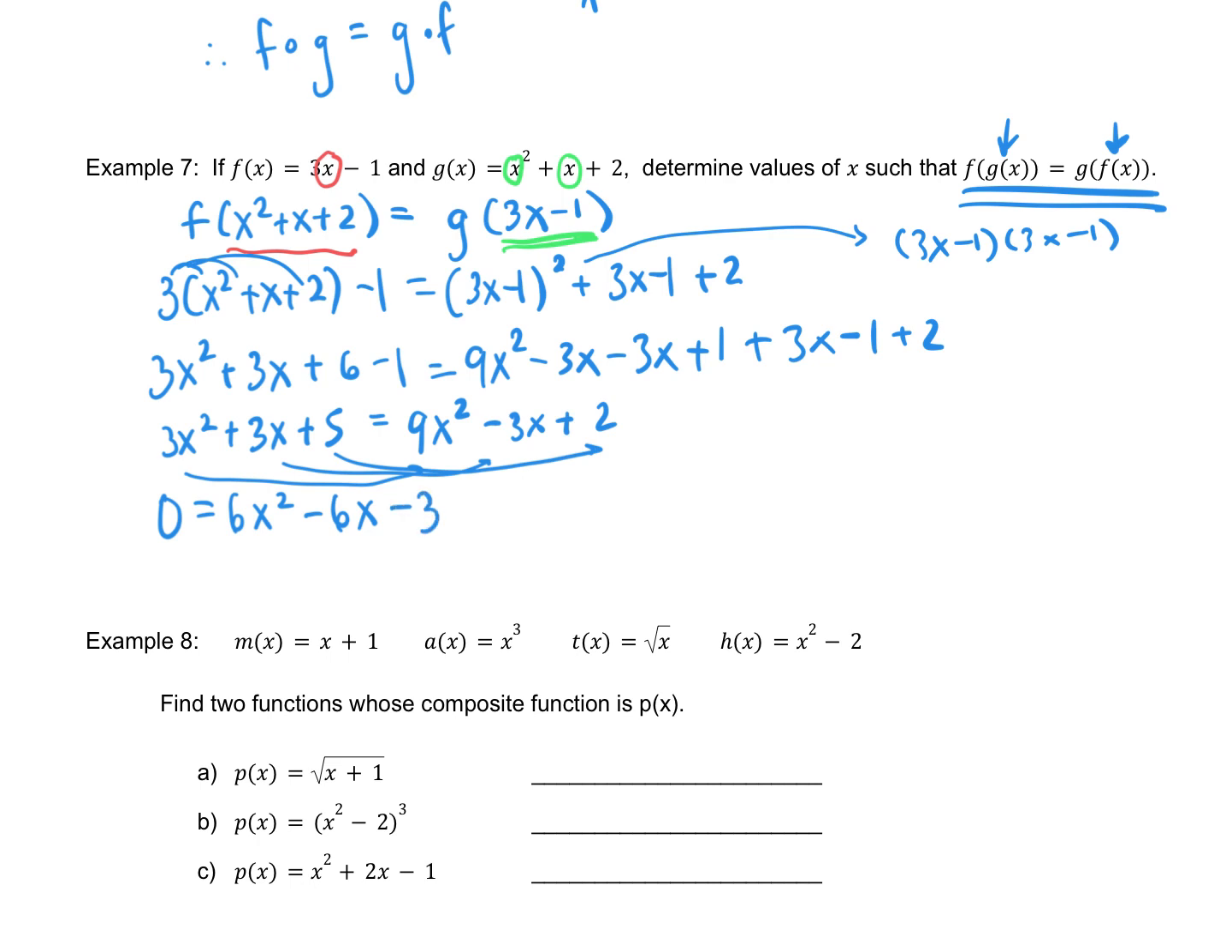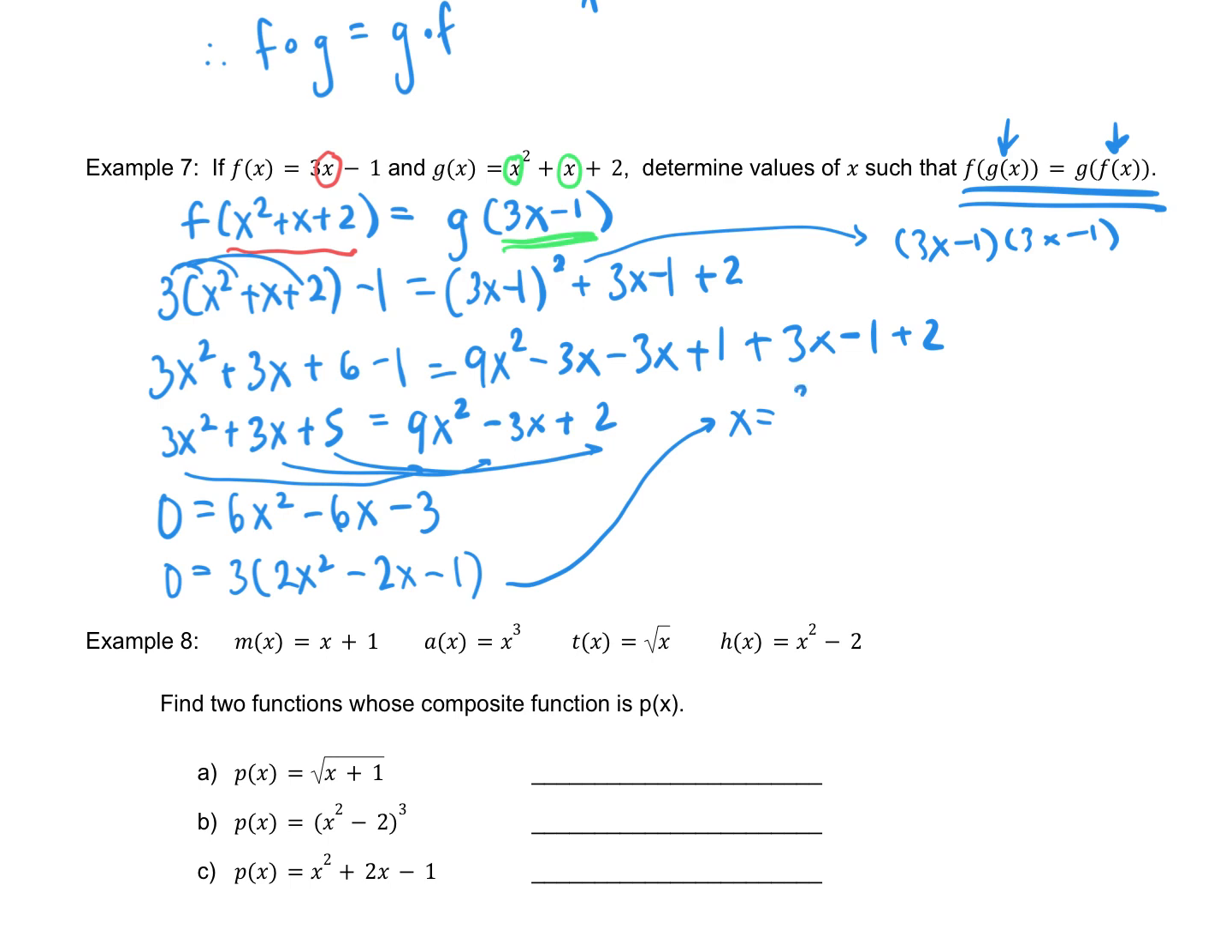And now you could try to factor this, or you could go to quadratic formula, or you can do a combo. I'm going to do a GCF of 3 first, just to make my numbers a little smaller. And then this, I can't factor it. There's no way. So I'm going to go on and do quadratic formula to solve for the two possible x values that will make f of g of x equal to g of f of x.